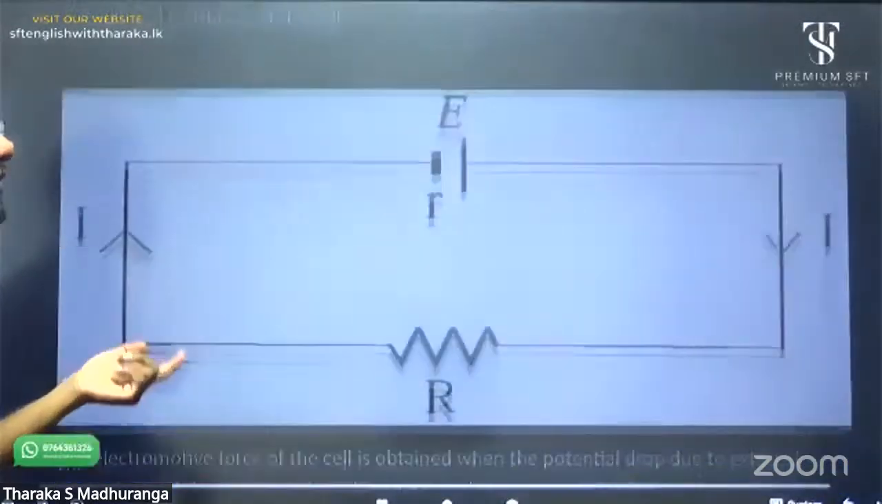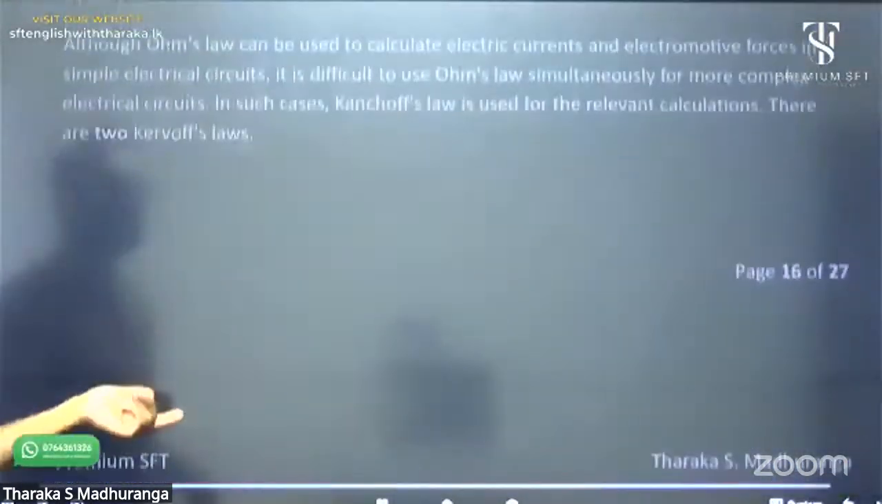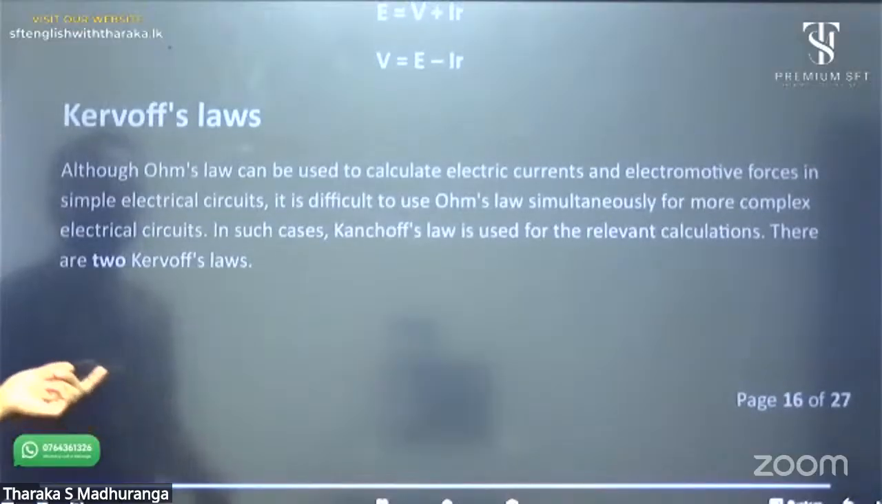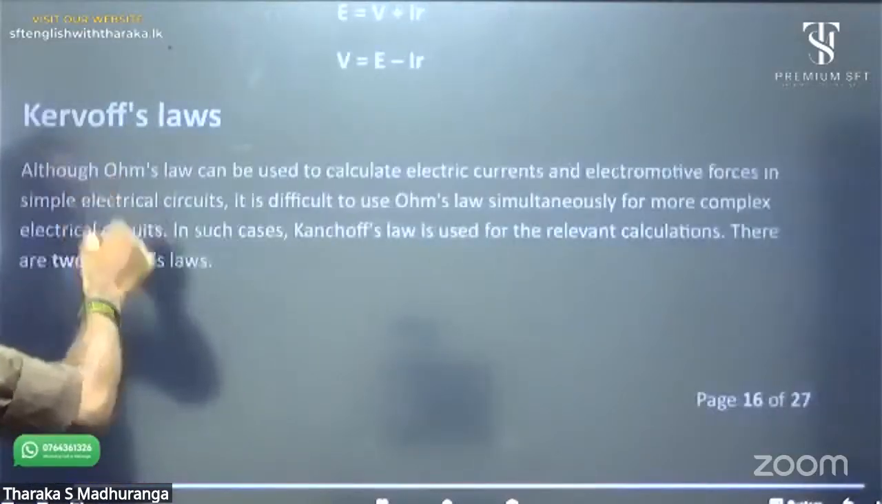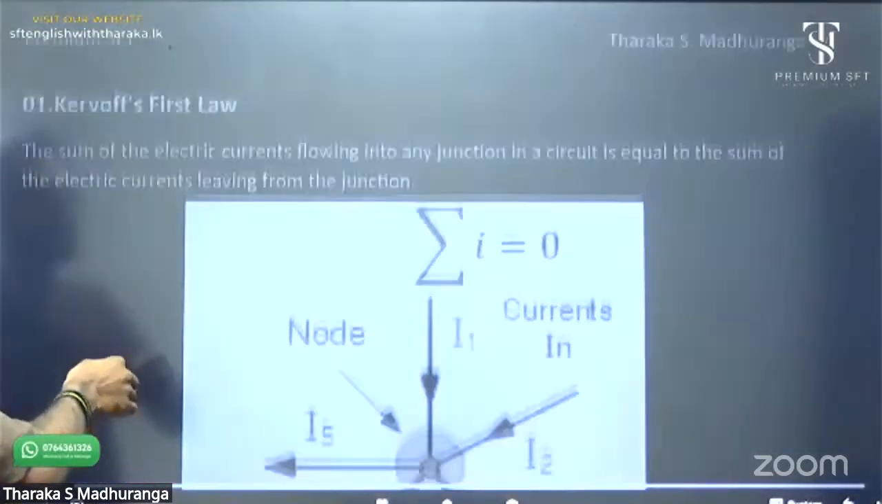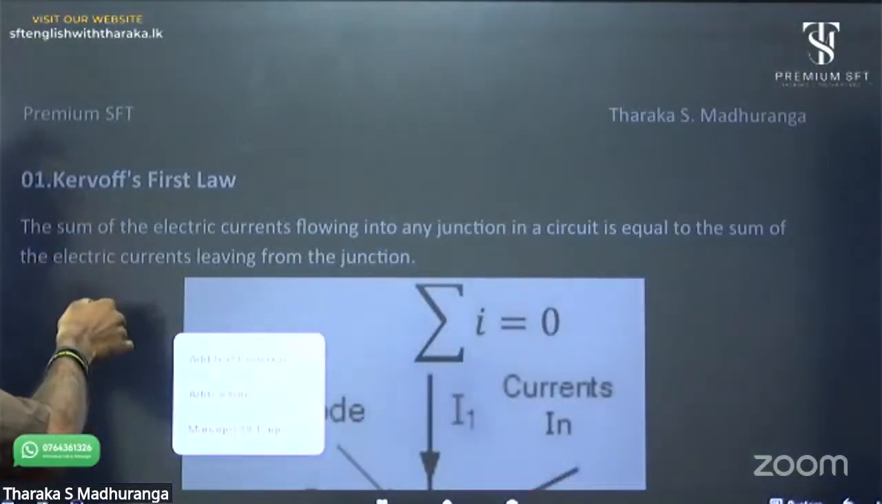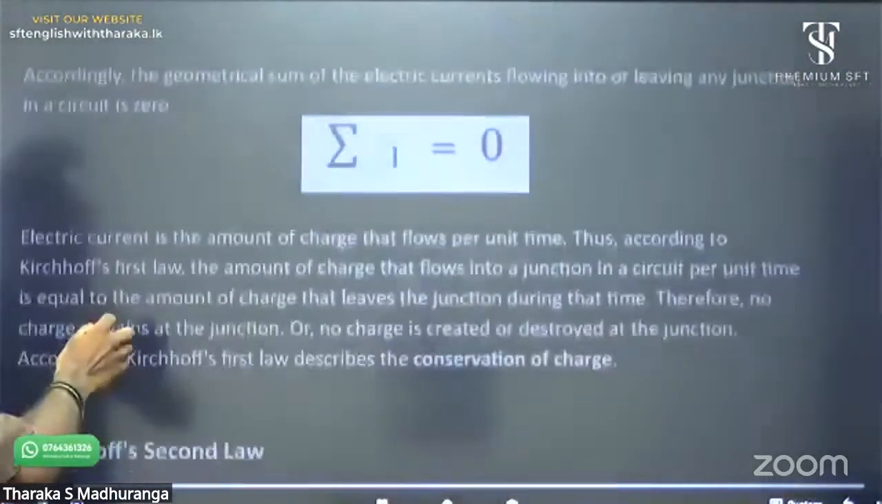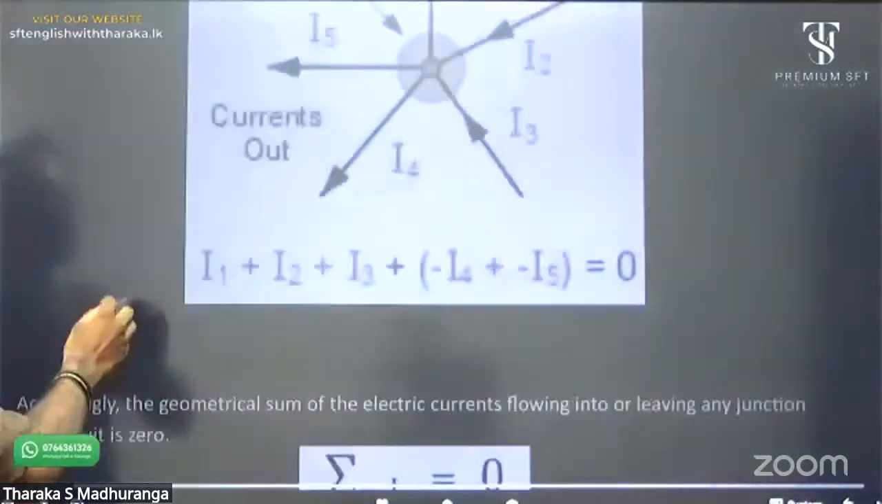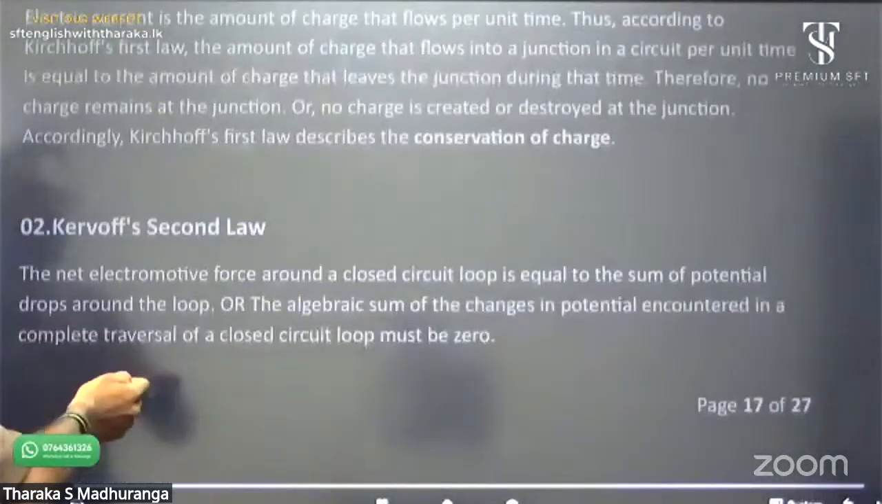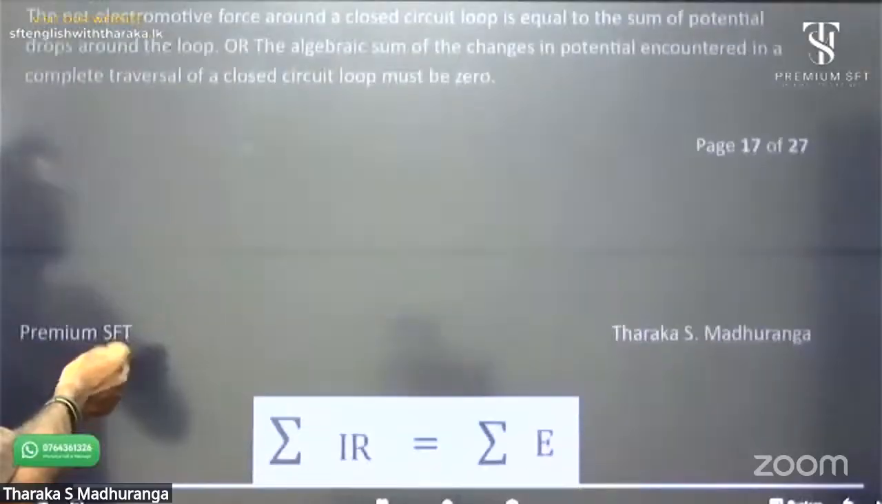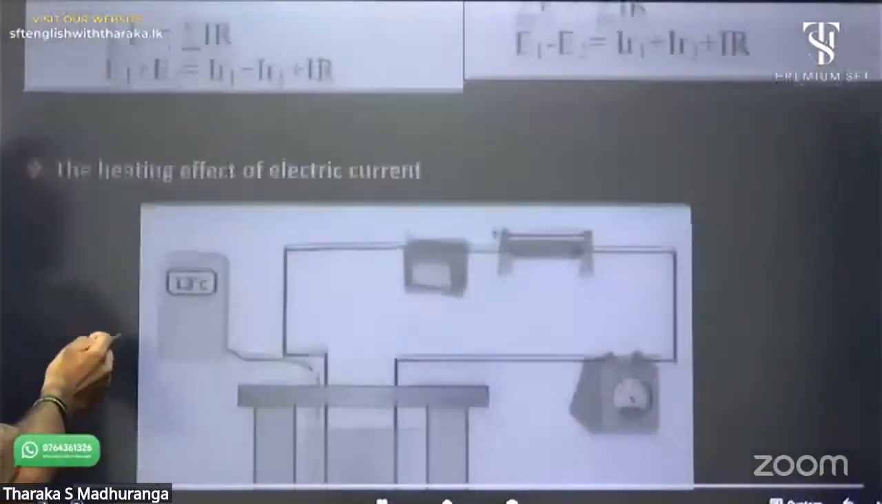This is the most important part: Kirchhoff laws. There are mainly two Kirchhoff laws. This is the first law, same as Newton's law. Kirchhoff is another scientist. This is the Kirchhoff second law. Okay, let's see.